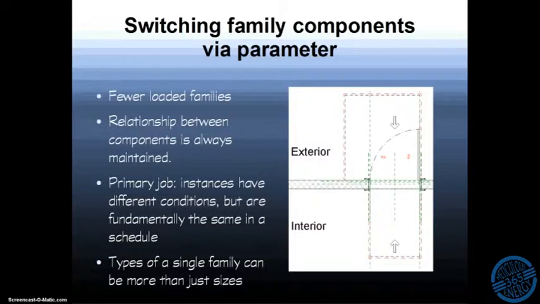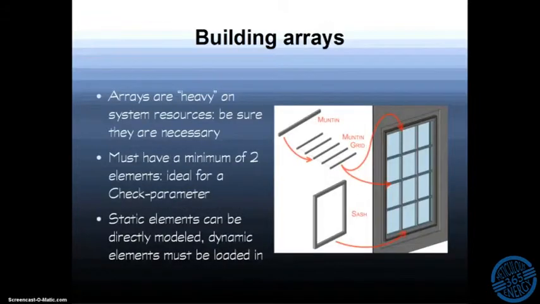Building arrays, which is our next and final step. The unfortunate thing is arrays are heavy on system resources. So be sure that you're going to use a family that needs an array, or you can even have two families, such as the window I'm showing, one that has the array for the mountain grid and one that doesn't have the array, because if you're not going to need it, don't have it in your project. It's additional system resources that you're just going to blow through.